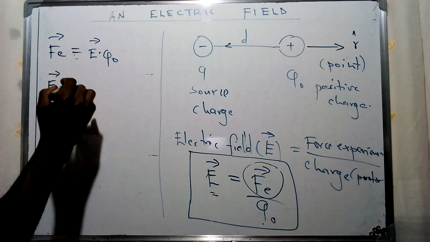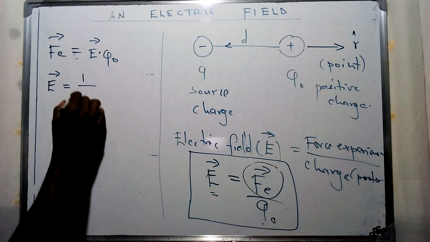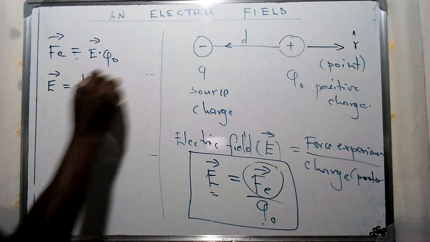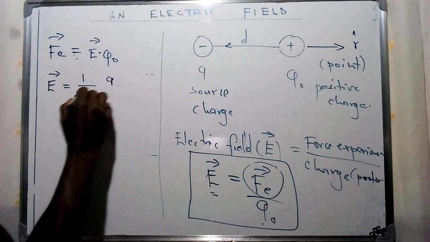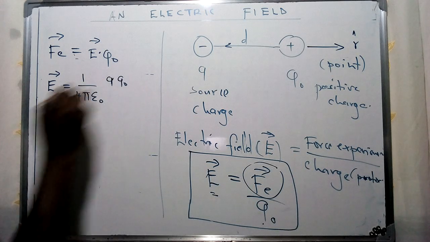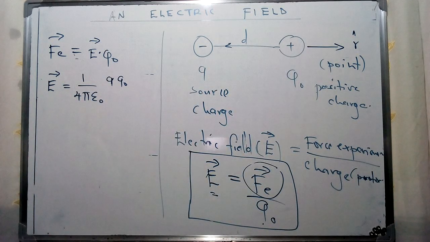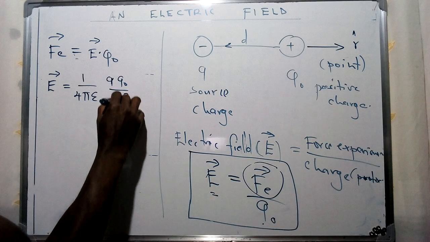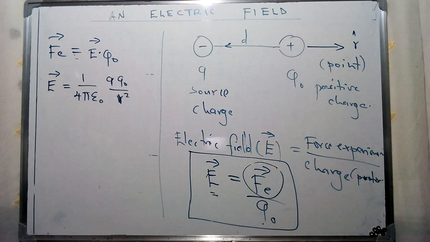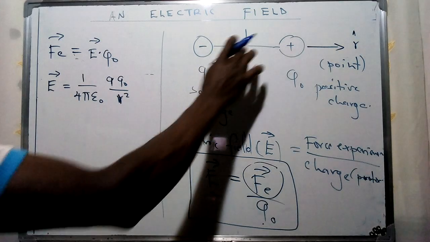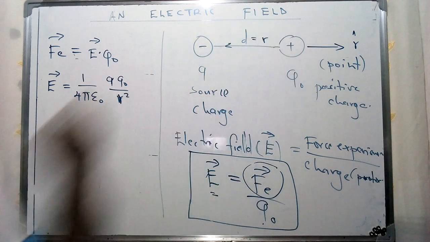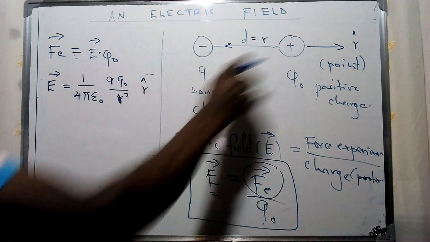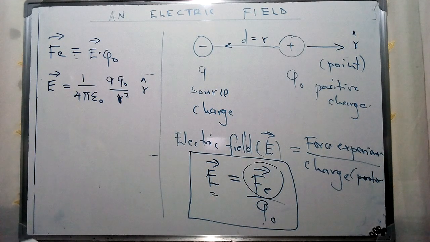Now, from Coulomb's law, we said that we can expand this to have 4 pi epsilon naught, and then the product of the two charges, the source charge Q and the point charge Q naught, all over the separation distance, which we have given as D. Let's just have this as R for clarity, and then we use the unit vector which we have given on the other side.